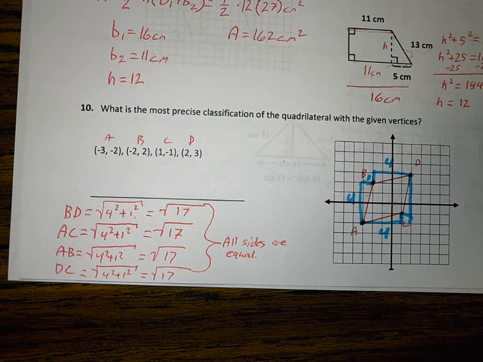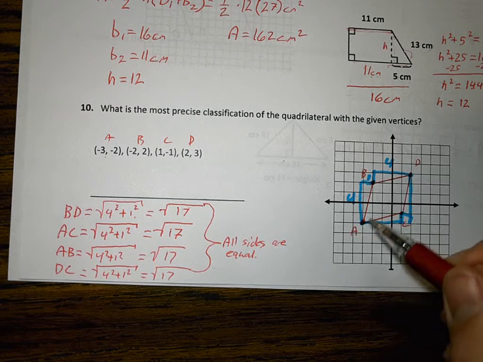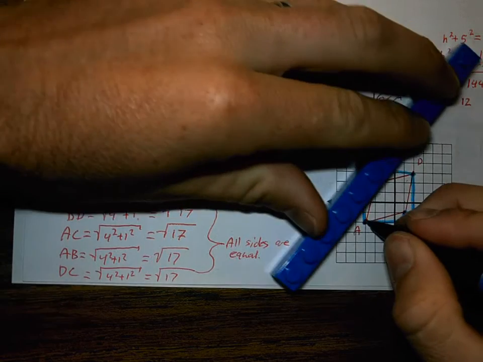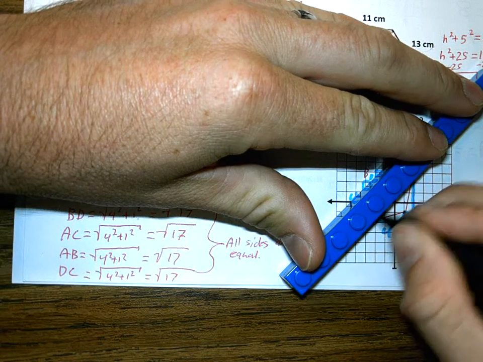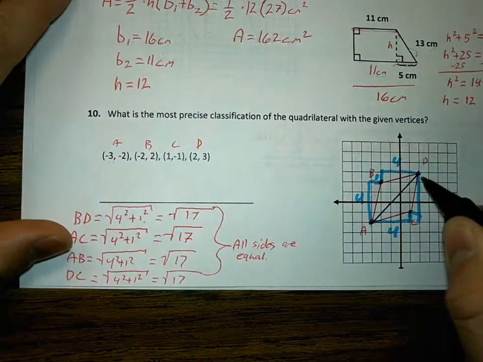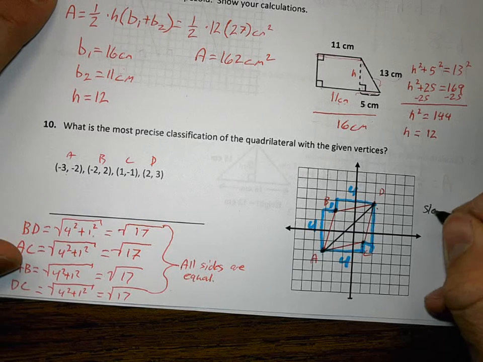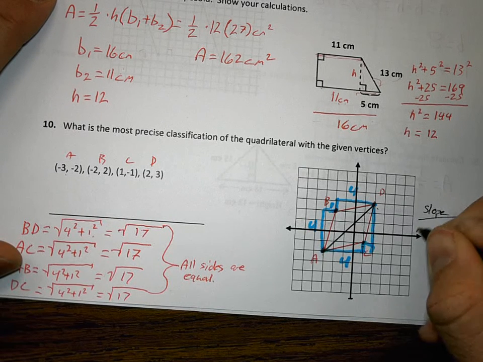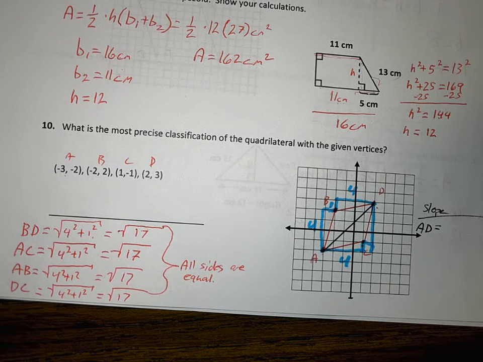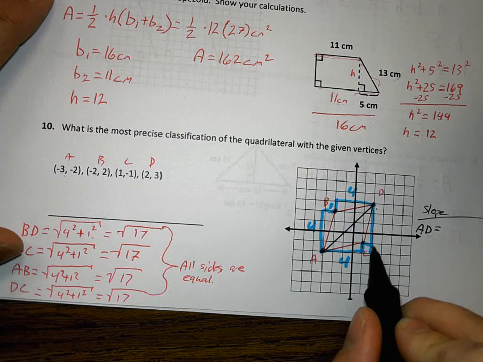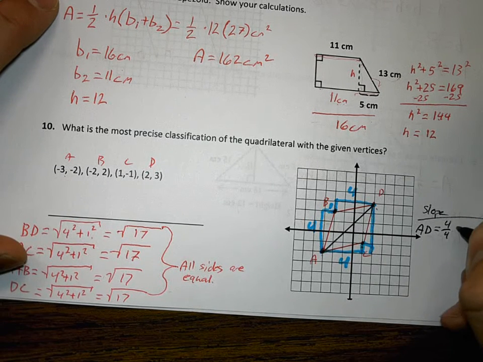Okay, next, for this to be a rhombus, my diagonals must be perpendicular. I'm going to use a different color pen here to identify what we're finding. I need to find the slope of AD, which is rise over run. So if I count right 4 spaces and up 4 spaces, my slope is 4 over 4, which is 1.